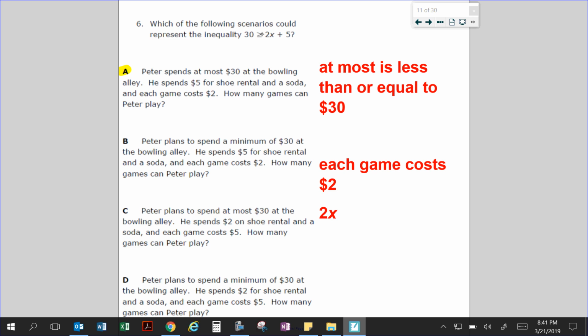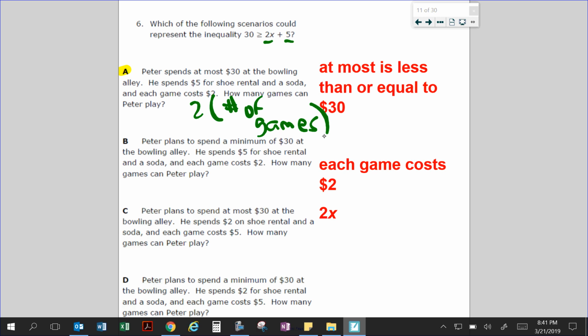30 is more or equal to 2x plus 5. So let's see this. Peter spends at most $30 at the bowling alley. He spends $5 for a shoe and a soda, and each game costs 2x, or $2. Do we know how many games he's going to play? No. So it's like saying 2 times the number of games.